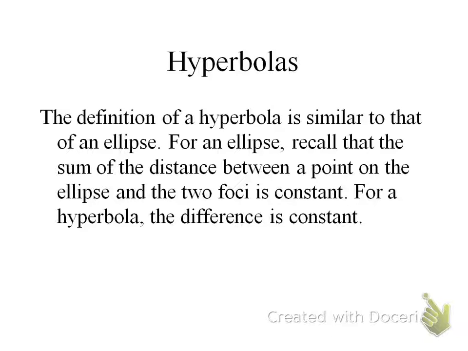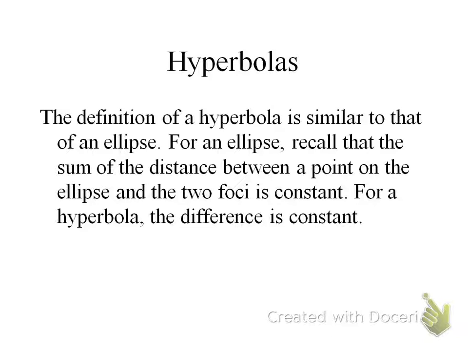All right, so here's just a little bit about what a hyperbola actually is. The definition of a hyperbola is similar to that of an ellipse. You might recall that for an ellipse, the sum of the distances between a point on the ellipse and the two foci is a constant. For a hyperbola, it's actually the difference that is a constant.